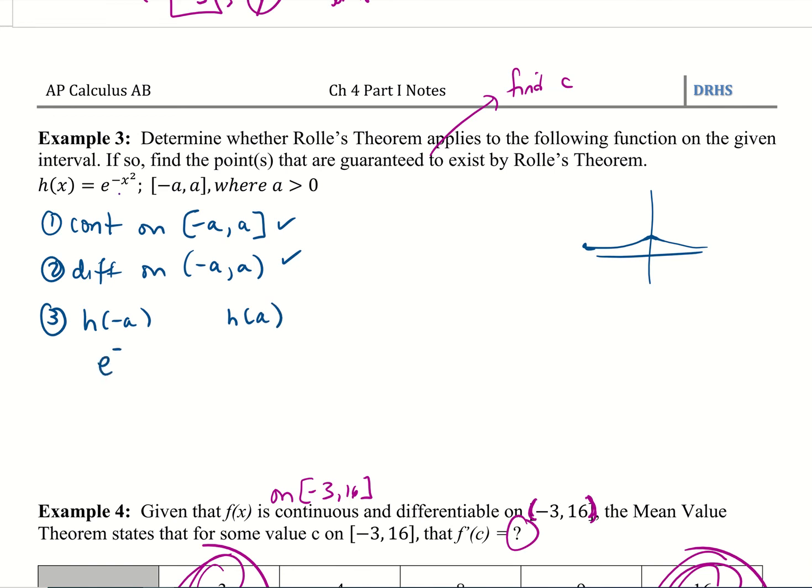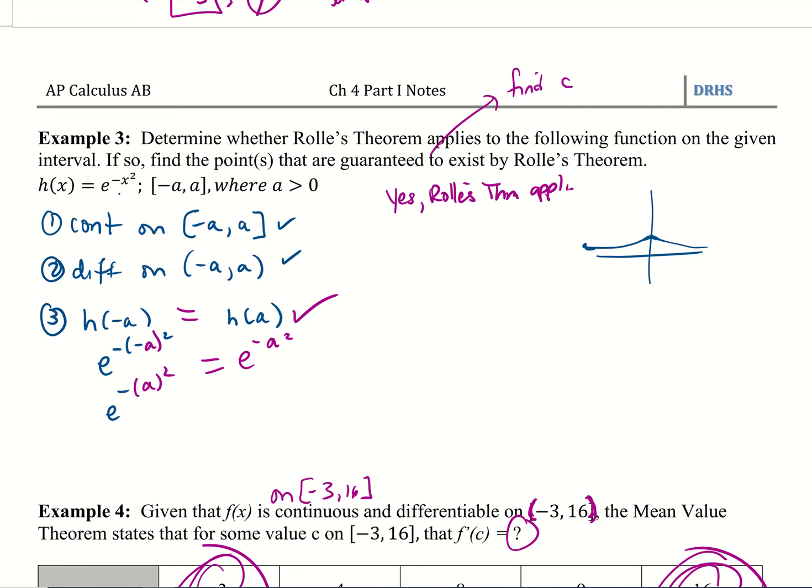This would be e to the -x squared. Well, you square it. Oops, I wrote it wrong. There we go. You square it before you multiply by the negative. So when you square that, you get a positive x squared times another negative like that. And then this one, if I plug in a, I get e to the -a squared. I don't know why I switched it. Hang on, let me fix this. And these are the same. So yes, they are equal. Those endpoints are equal. So yes, Rolle's theorem applies.